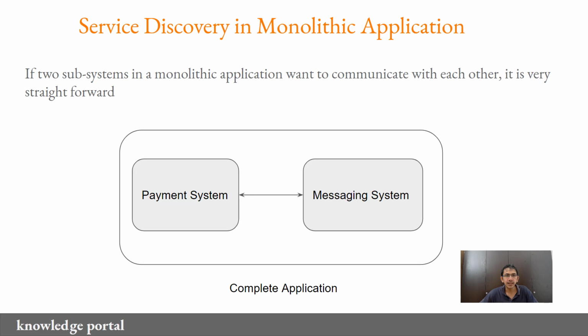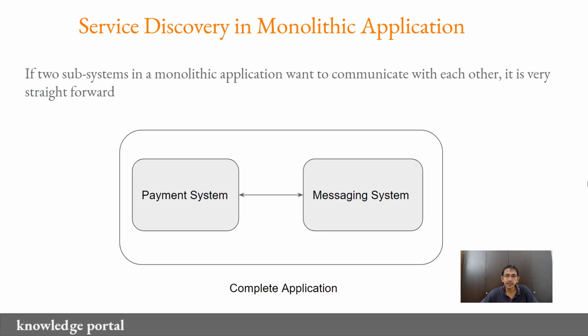Now first let's quickly look into how things are implemented in a typical monolithic based application. So let's assume that this is a complete application where there are two primary subsystems. One is the payment system and second is the messaging system. If two subsystems within a monolithic application want to communicate with each other, it is very straightforward. All you can do is have a function call between both of them, and that is a much faster and easier thing to do.